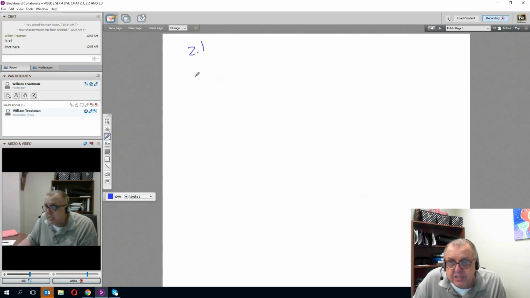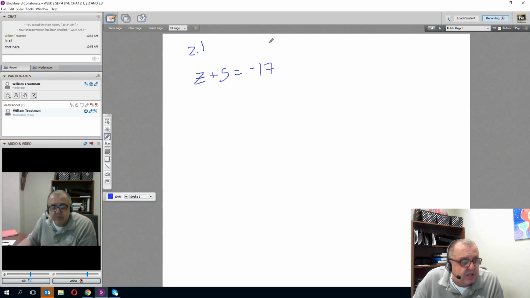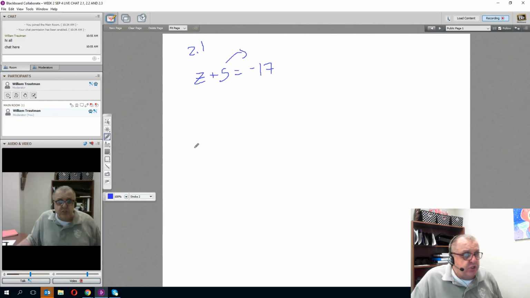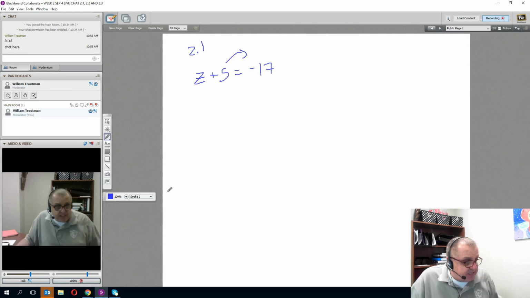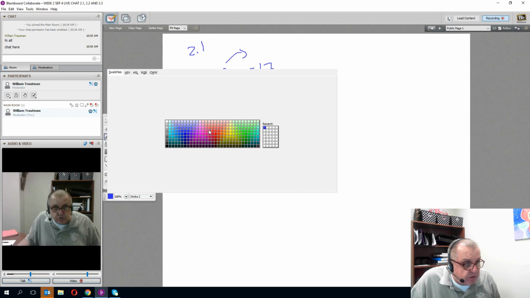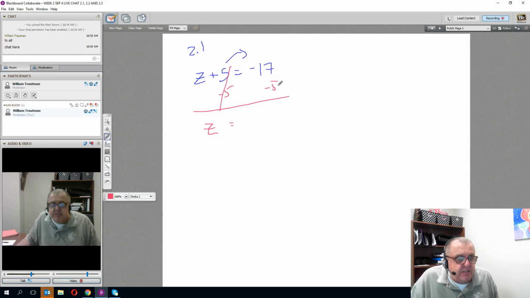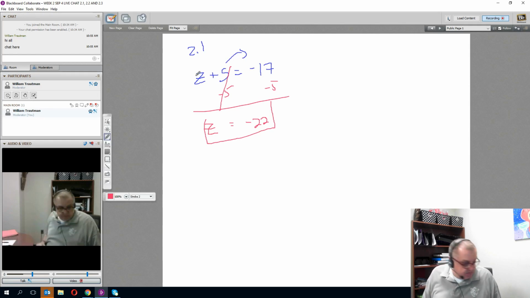2.1. So this is the first problem. z plus 5 equals negative 17. Well, my goal is to get the 5 on the other side and get the z by itself. The plus 5, what's the plus 5 doing? It's adding, so I'm going to do the opposite of adding 5. I'm going to subtract 5. Whatever you do to one side, you must do to the other, and I get z equals negative 17 minus 5, which is a negative 22. And there's my answer.